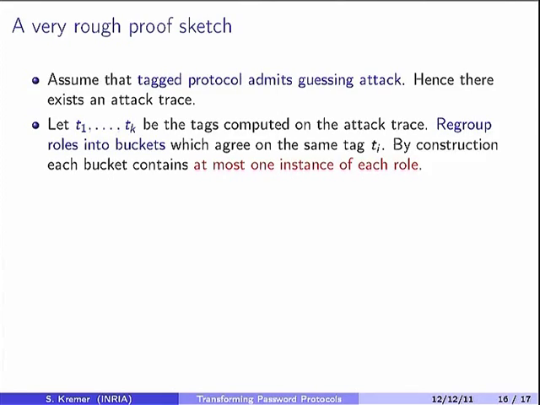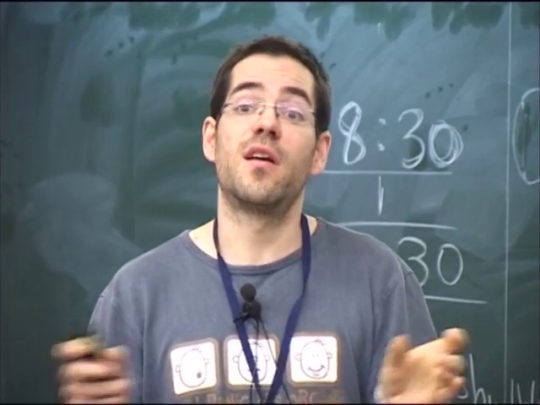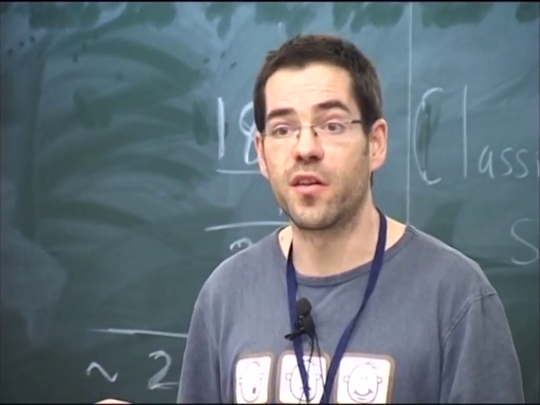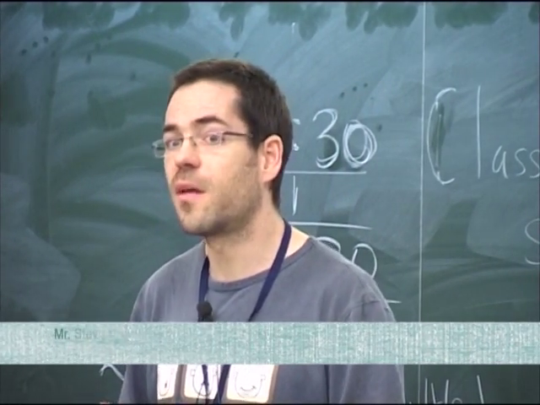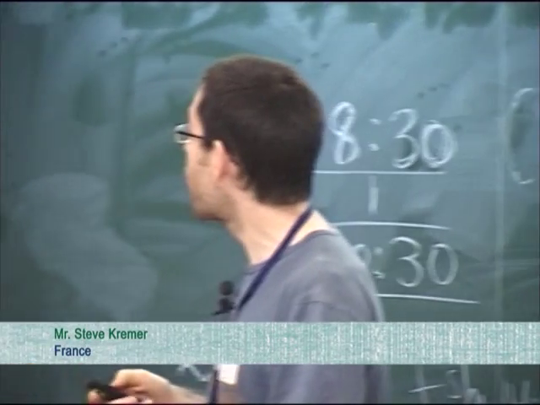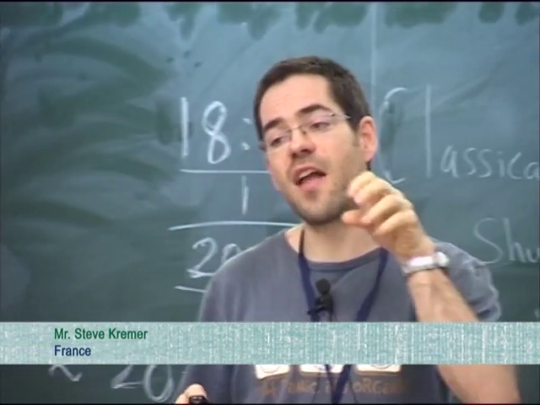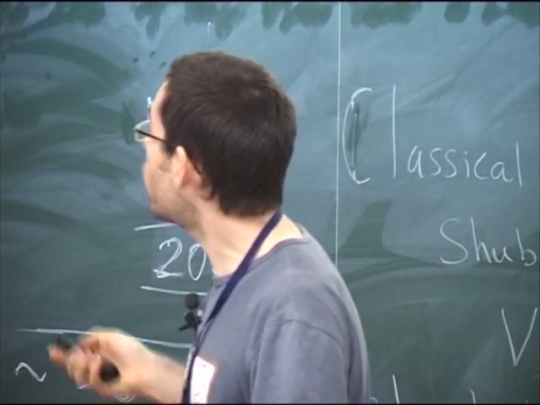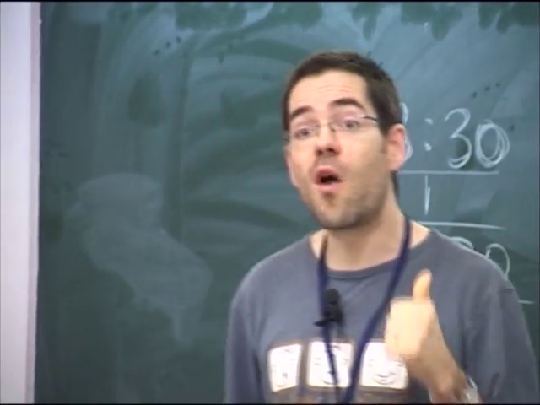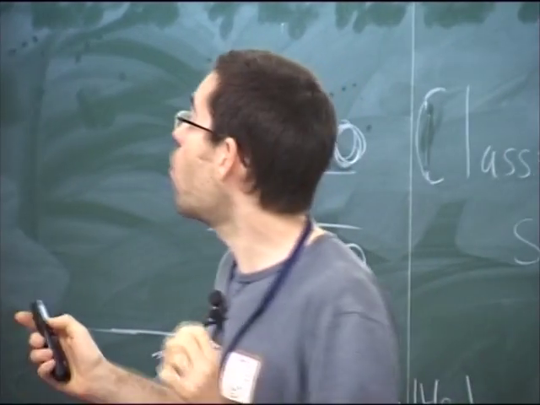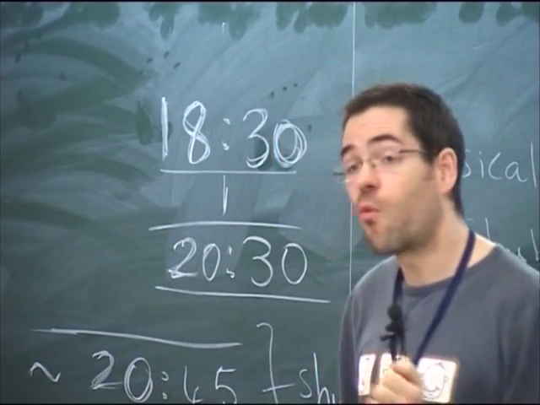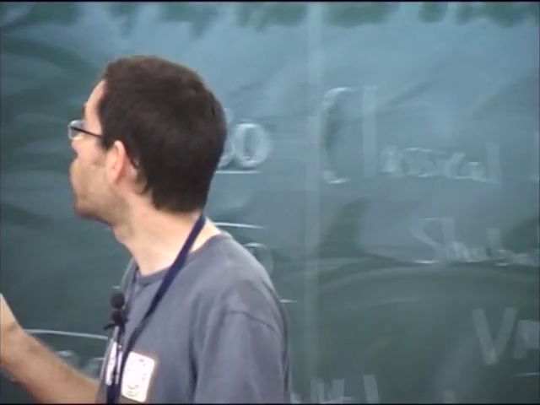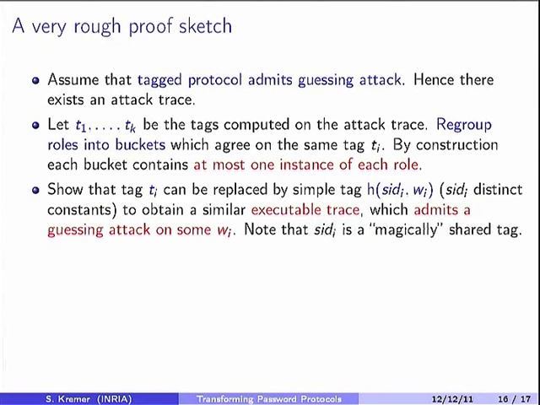And I will group them together according to whether they have the same tag, whether they coincide, or whether they have different tags. So I can group them into buckets of roles that have computed the same tag. Since each role is entering a fresh nonce, this ensures that each of these buckets has at most one instance of each role. They might each be in a separate bucket, but in one bucket I can never have two instances of the same role.